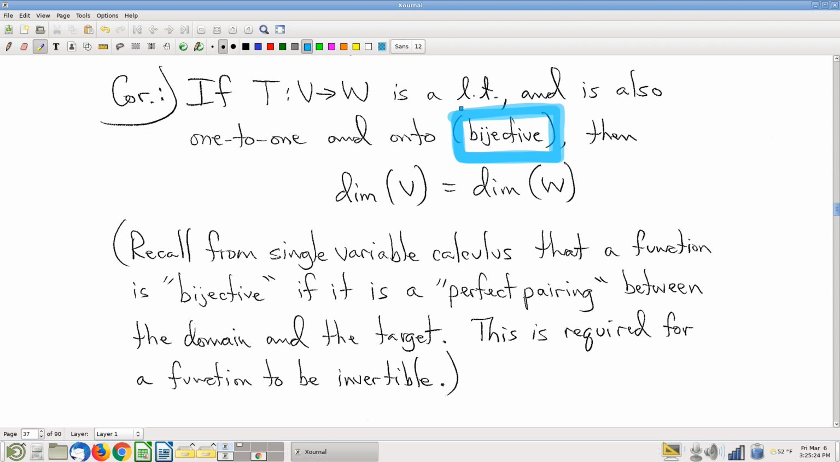Okay, so I'm going to talk about a bijective linear transformation. And here's the idea of bijective. A bijective function is what I like to call a perfect pairing. So it's a buddy system kind of a deal.